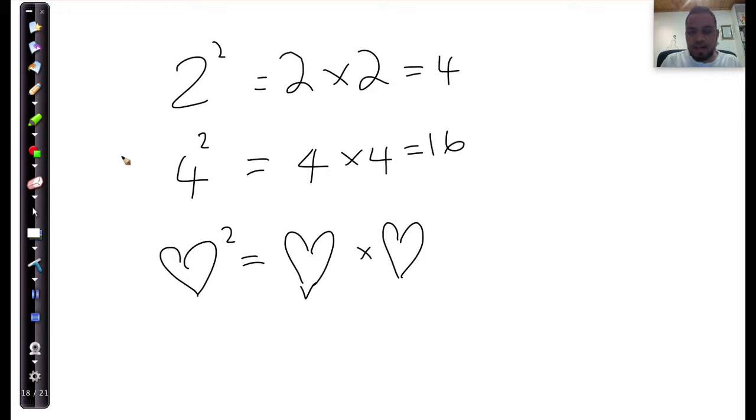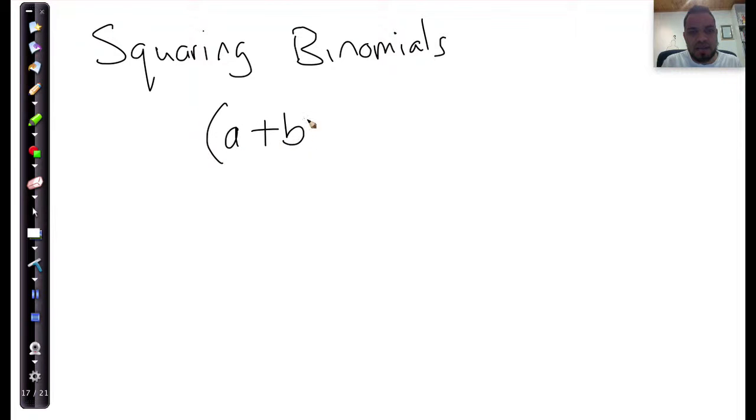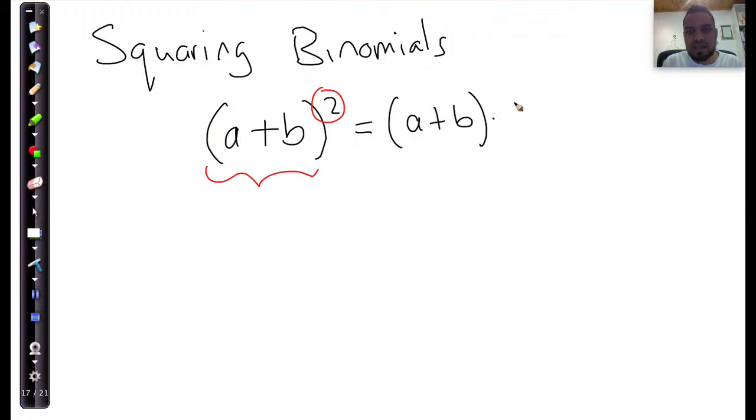Okay, so coming back to squaring binomials, what we want to look at over here is things that look like this: a plus b all squared, right? Remember, what this really means is this is my base and this is my exponent. So I need to take the base and multiply it by itself as many times as the exponent. So I'm going to say that's a plus b multiplied by a plus b.